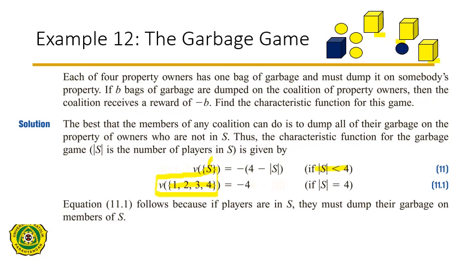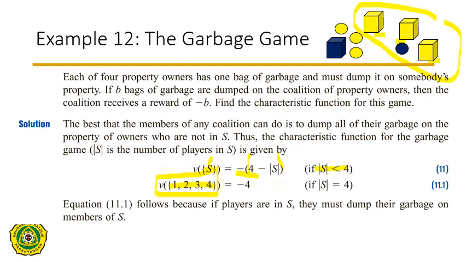As a result, the yellow coalition, which contains 3 players, will receive the reward of minus, and then inside the brackets 4 minus 3, because there are 3 members in the yellow coalition. So the reward for this coalition is -1, right? You can see here in the illustration, this yellow coalition receives 1 bag of garbage.